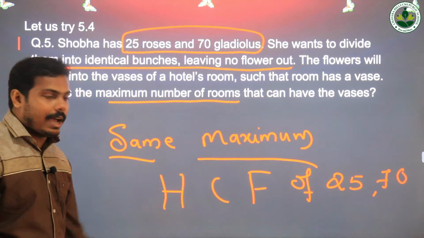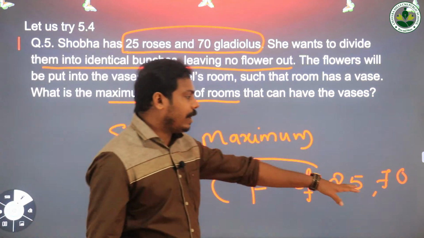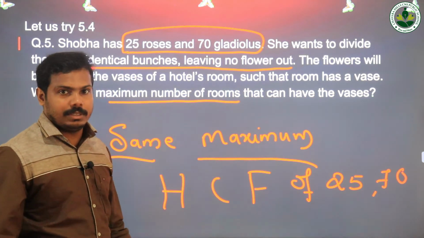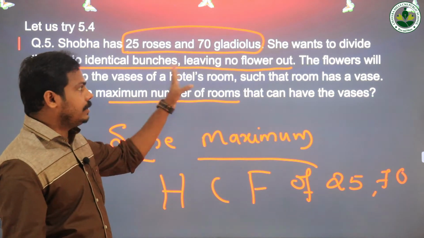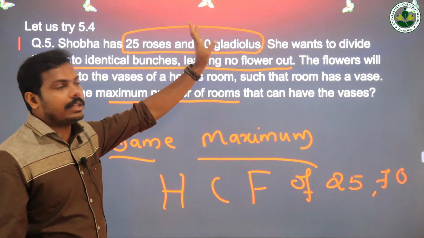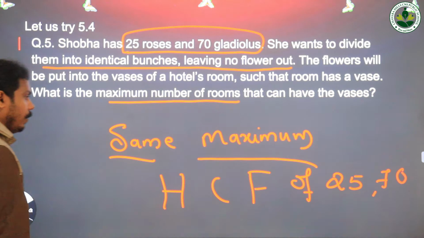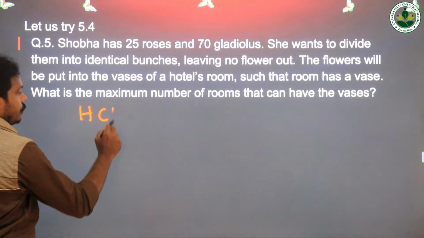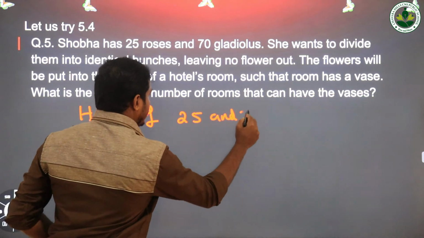HCF of 25 and 70 means the highest common factor that divides 25 and 70. Here we need to divide these two numbers equally, and we need to find the maximum number that divides these two numbers. For that we find the HCF. Okay, is it clear? Here we need to find the maximum number that divides these two numbers equally without any remainder. That is the case of finding the HCF. So for this question we need to find the HCF of 25 and 70.